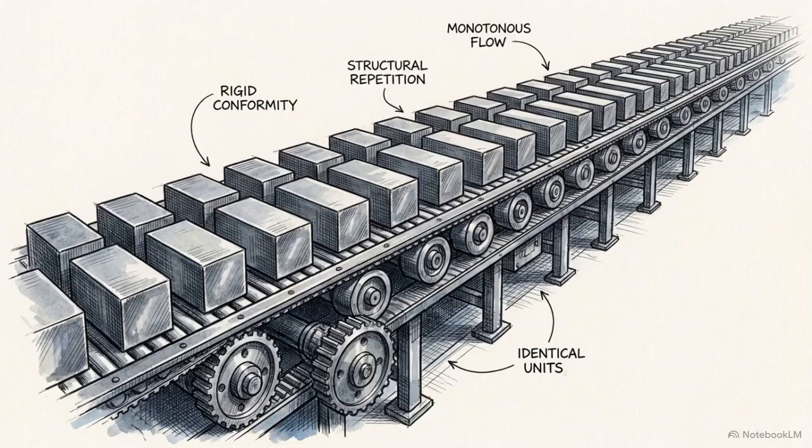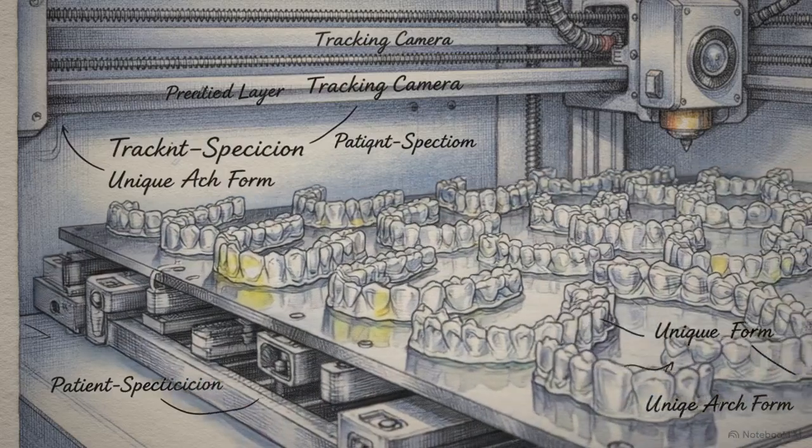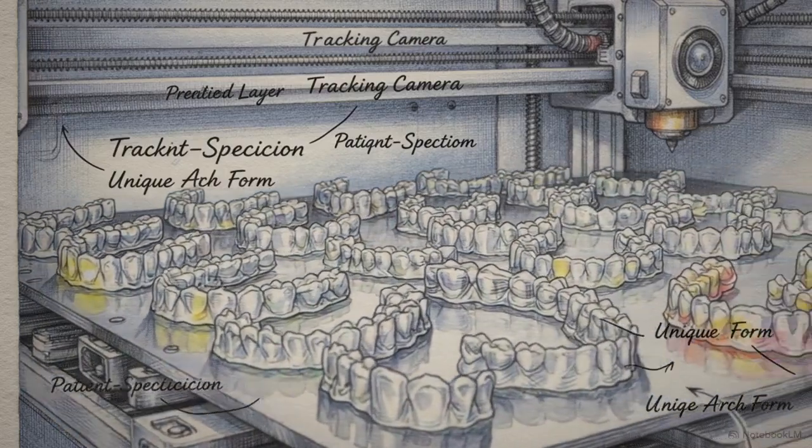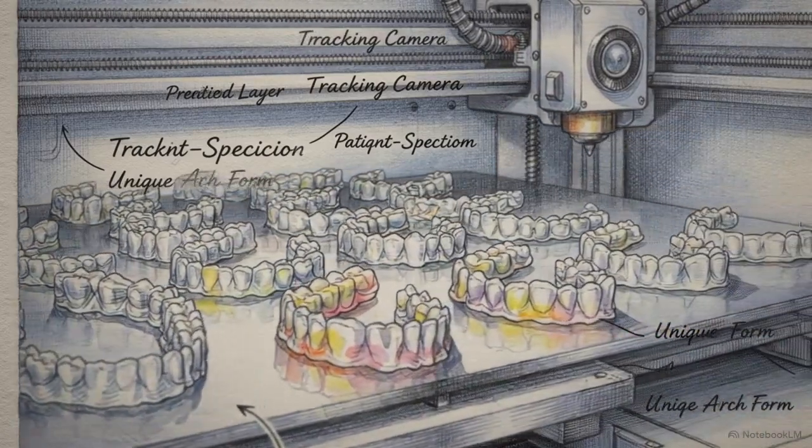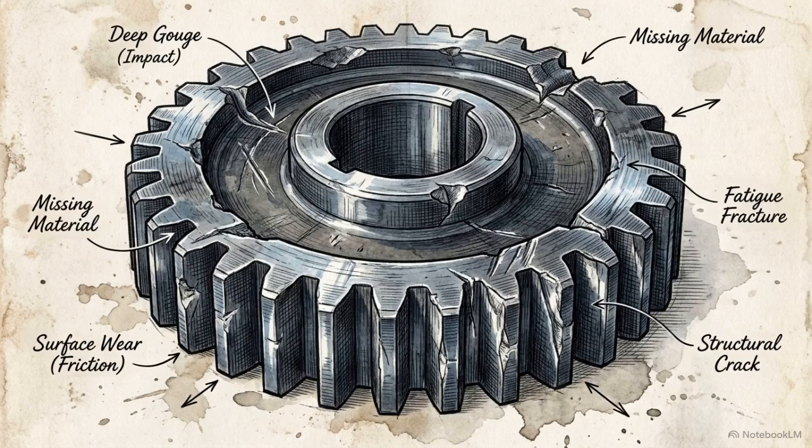Traditional mass production requires identical parts to be cost-effective. A 3D printer, however, can produce 100 uniquely shaped dental aligners in a single batch without needing a single tool change. In heavy industry, processes like directed energy deposition take this a step further.